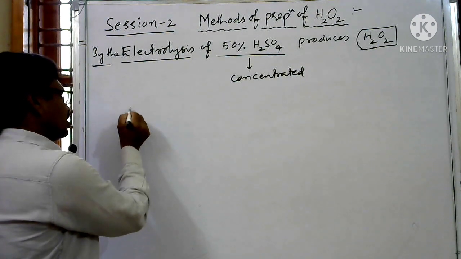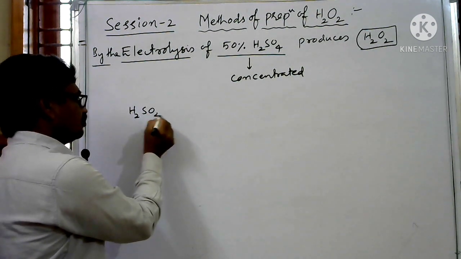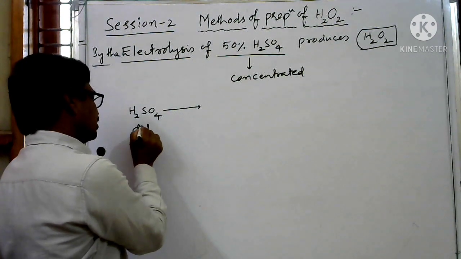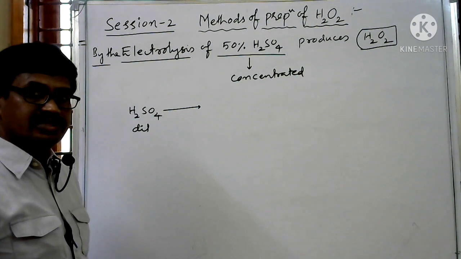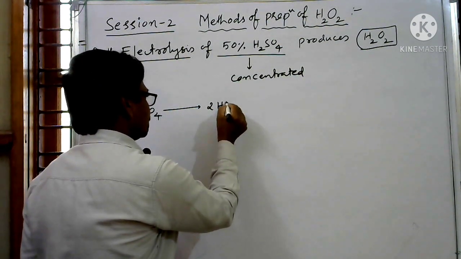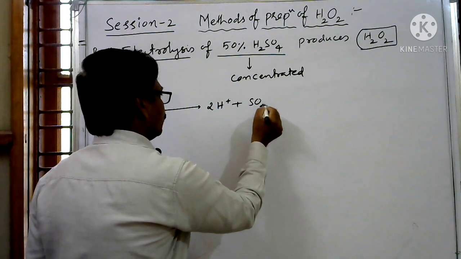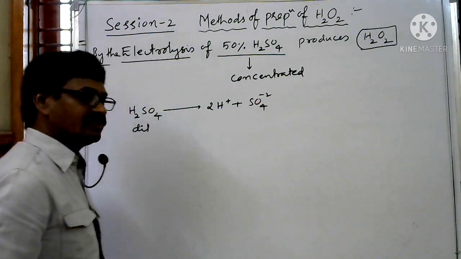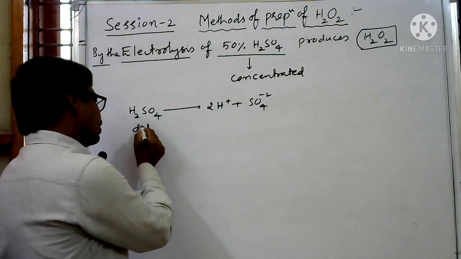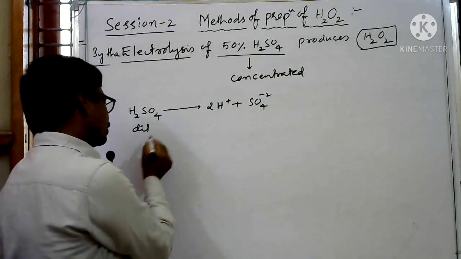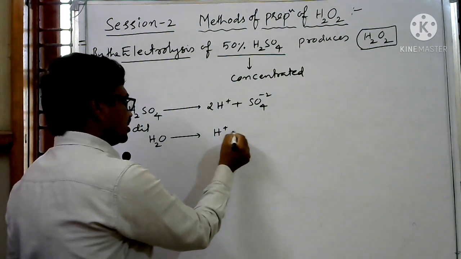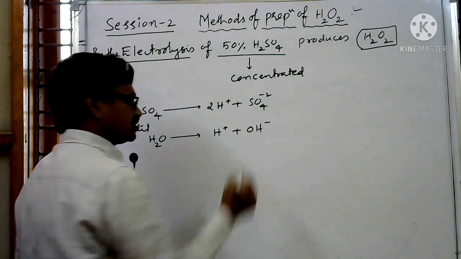So what happens when H2SO4 is dilute? When H2SO4 undergoes electrolysis, but it is dilute, that means the water concentration will be more here. Then H plus ions are produced, and along with that SO4 2- ions are produced. Otherwise H plus ions and HSO4 minus ions are produced. And dilute means water quantity is more, so that water also is present here, and that water also dissociates into H plus ions and OH minus ions.